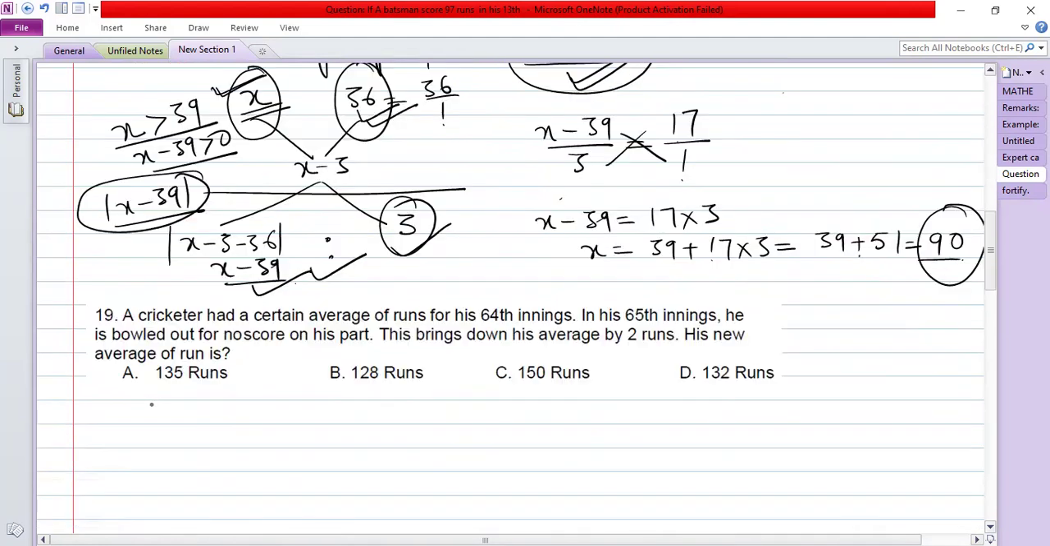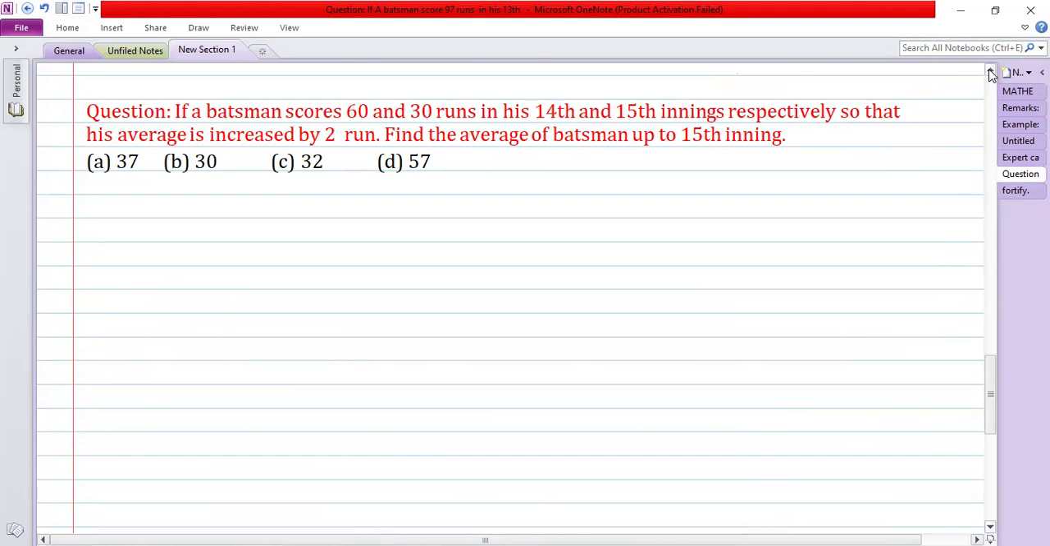Okay. Similarly, this question one can try. Actually, I had discussed it in a previous lecture also. So here it is for practice. One can follow any method in which one feels comfortable. Actually, one can solve this type of question also with the earlier discussed techniques. So here we can assume let x be the batting average up to the 13th inning.